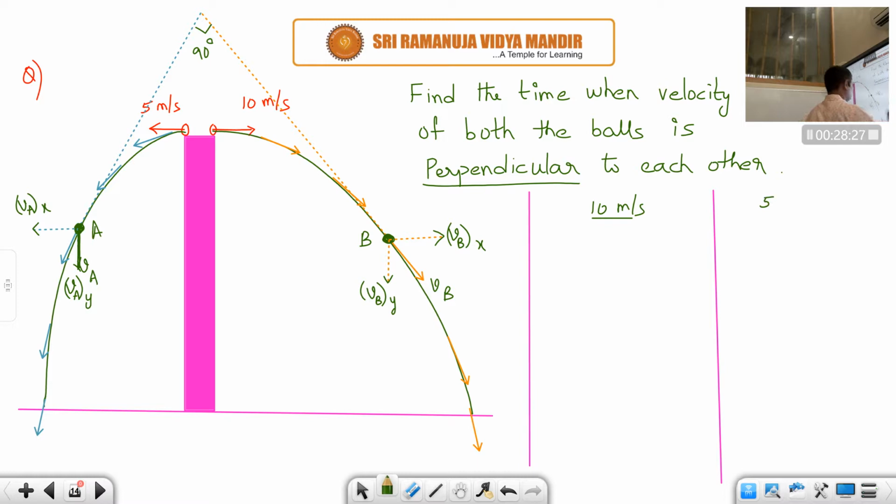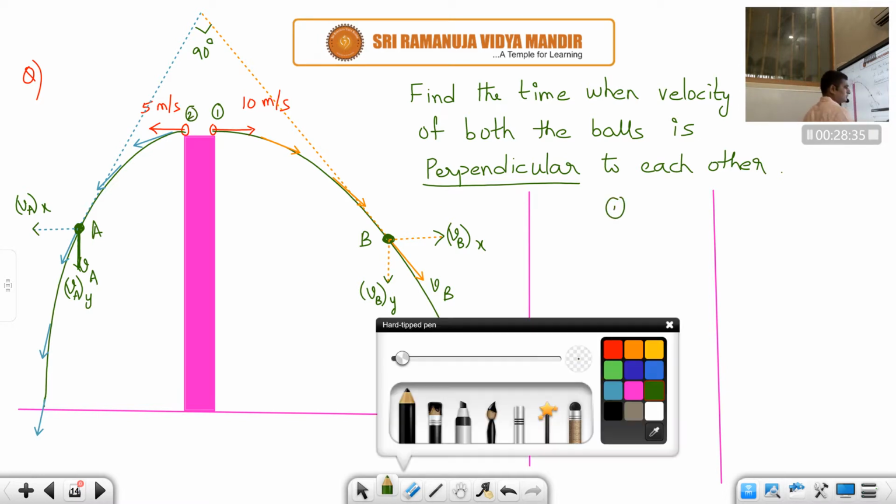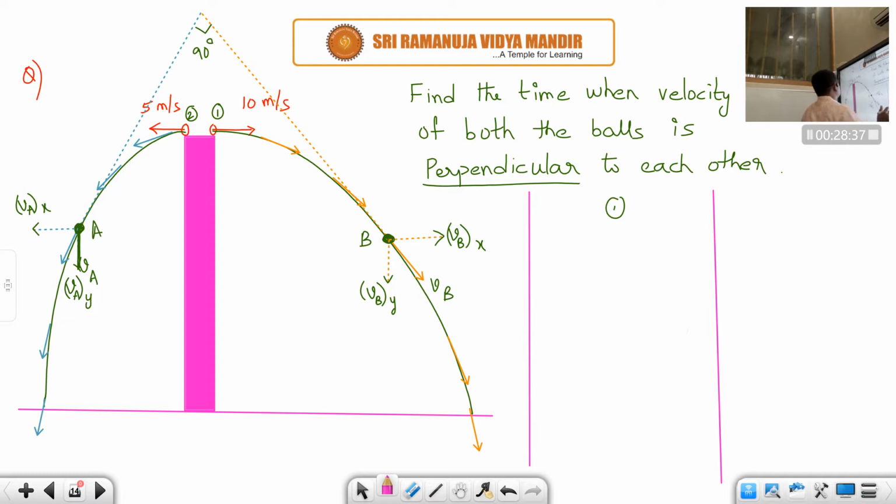Second ball is the ball which is projected with the, otherwise I'll write here. Let us say this is the first ball and this is the second ball. So for the first ball, students, my aim is to write down the velocity of B in vector form: velocity of B in x direction i cap plus velocity of B in y direction j cap.